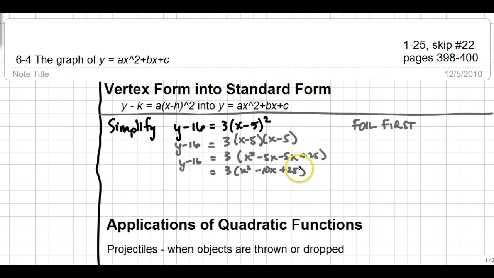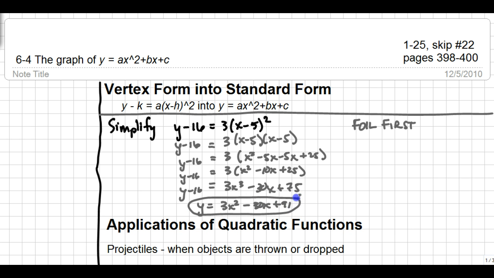Then we need to distribute the 3 to everything. So I'm going to get 3x squared minus 30x plus 75. Then finally I need to add the 16 to both sides. That's only going to get combined with the 75. So my final answer now in standard form is 3x squared minus 30x plus 91.